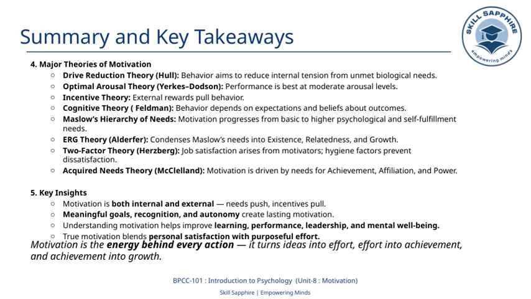Maslow's hierarchy of needs is probably one of the most well-known models, showing that motivation starts with basic needs like food and safety, then moves upward to psychological needs and finally self-fulfillment. Alderfer's ERG theory condenses this into three core categories: existence, relatedness, and growth. Herzberg's two-factor theory explains that job satisfaction comes from motivators such as achievement and recognition, while hygiene factors like salary and work conditions prevent dissatisfaction. And finally, McClelland's acquired needs theory tells us that motivation is driven by needs for achievement, affiliation, and power.